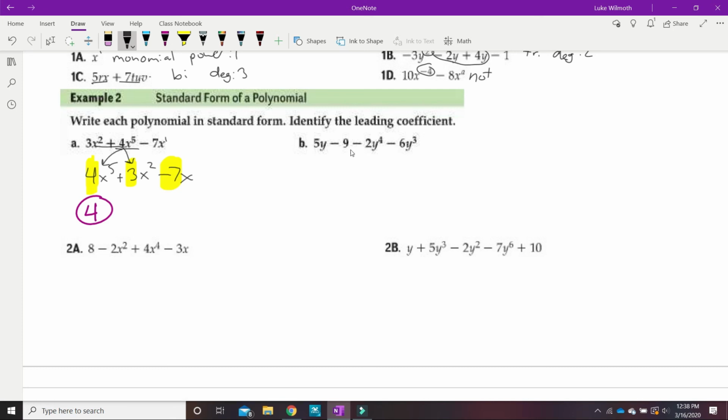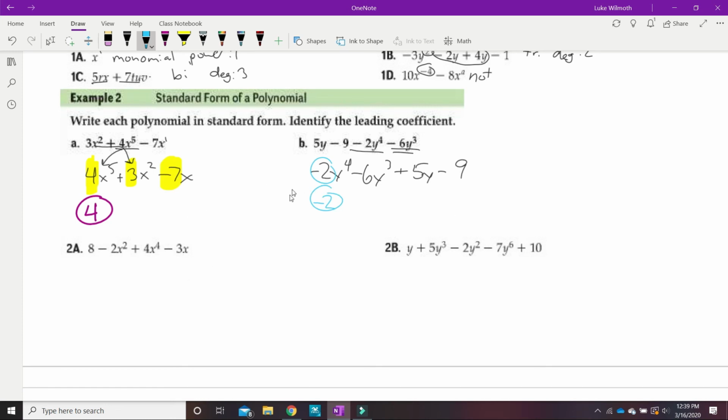Looking at all my powers, -2y to the 4th is the highest power. Then I've got the -6y cubed. And then I've got my 5y. Now the 5y is a little bit tricky because it doesn't have a symbol in front of it, but since it's positive, we're just going to write that it's plus 5y, and then finally -9. And now my leading coefficient is -2.